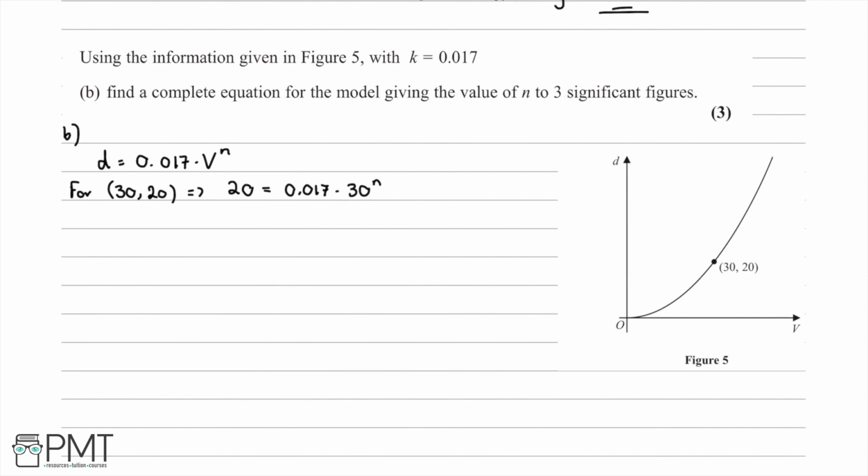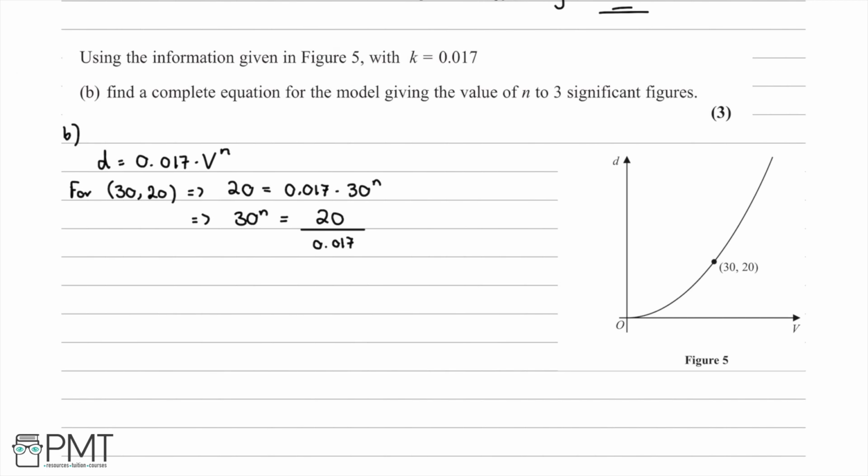So what we now need to do is solve for n. Making this slightly simpler, we can say that 30 to the power of n is going to be equal to 20 divided by 0.017, and this isolates 30 to the power of n. What we're now going to do is take log base 10 of both sides, which will mean we can then use the log law: log a to the power of m is equal to m log a, where we take the exponent in front of the log term to then isolate n.